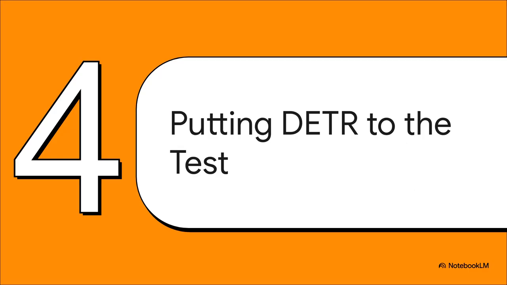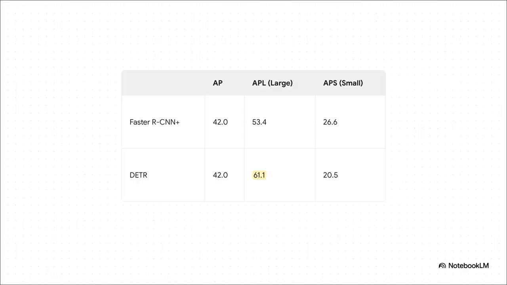Okay, so the idea is elegant, the architecture is clever, but the million-dollar question is always this: does it actually work? I mean, does it perform as well as those old, complex methods that have been optimized for years? And the results are, well, they're fascinating. If you look at the overall accuracy, that first AP column, it's a dead heat, 42.0 for both. Now, for a brand new architecture, that's incredible on its own.